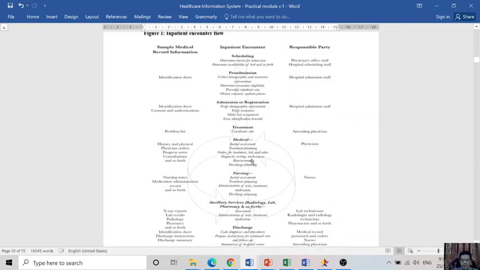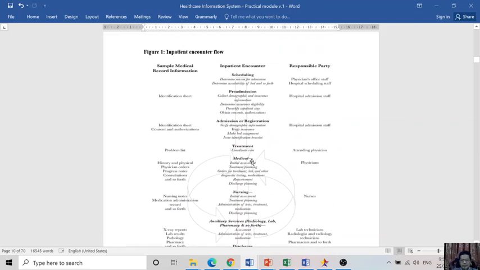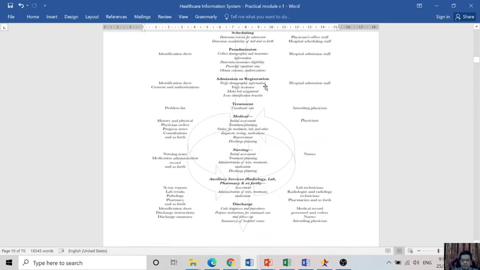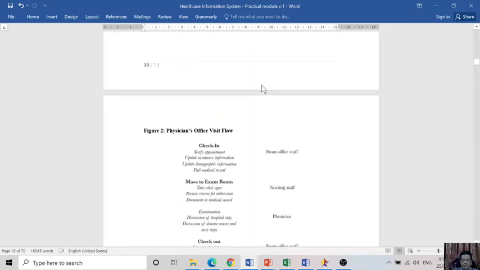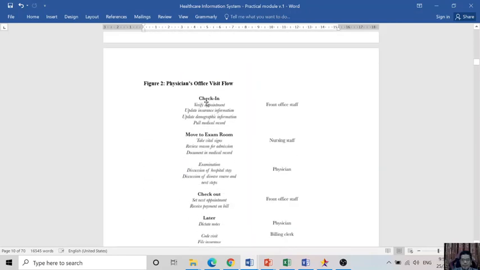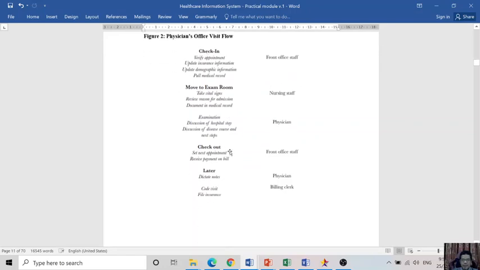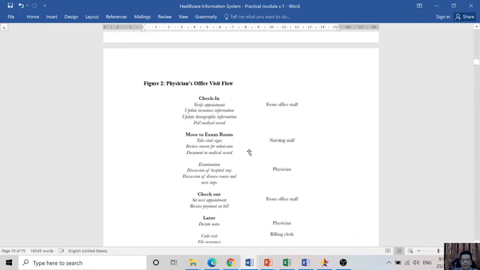So this is, I think, a very pragmatic process that can give you a clear understanding of how to know about the patient encounter in the hospital. You study this one, and then this is a physician office visit flow. Check in, move to exam room, check out. So this is all the roles and tasks normally done by the physician or the doctor.